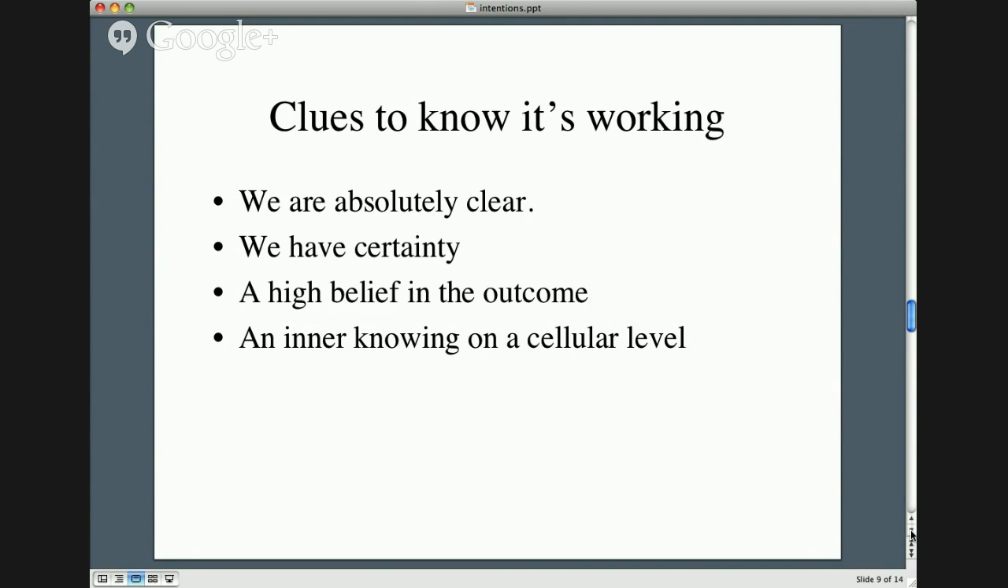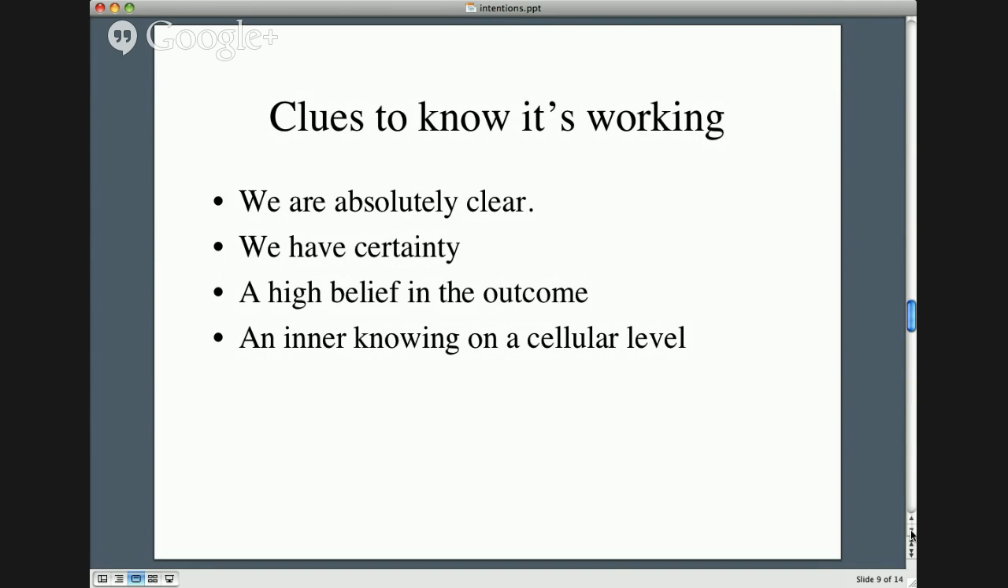So, clues to know that it is working. Sometimes we set an intention and we're really, really clear. It's just like we know this is going to happen. We have that feeling of certainty around it, right? There is absolutely no doubt in your mind. You own it. You have full ownership of what you are creating, and there's a high belief in the outcome. There's just no room for doubt. Some people talk about that inner knowing as the sixth sense, where we just know this is going to happen for us. And there's a great joy connected to that place of just knowing.